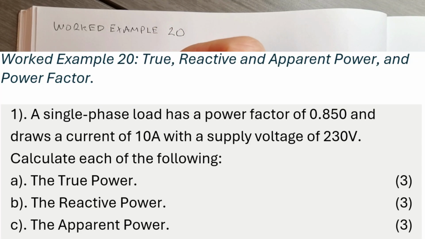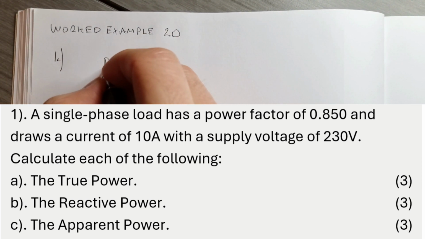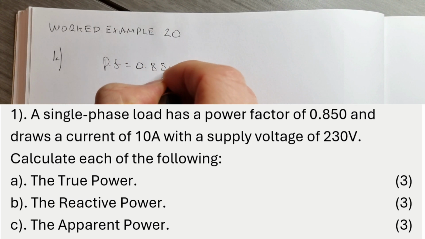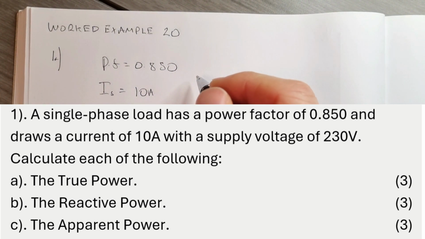Worked example 20. True, reactive and apparent power and power factor. A single phase load has a power factor of 0.850 and draws a current of 10 amps with a supply voltage of 230 volts. Calculate each of the following: the true power, the reactive power, the apparent power.